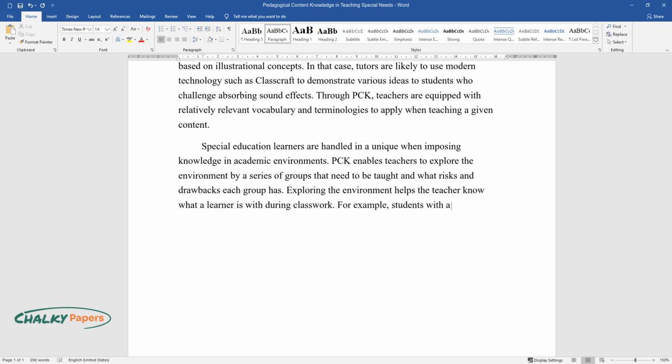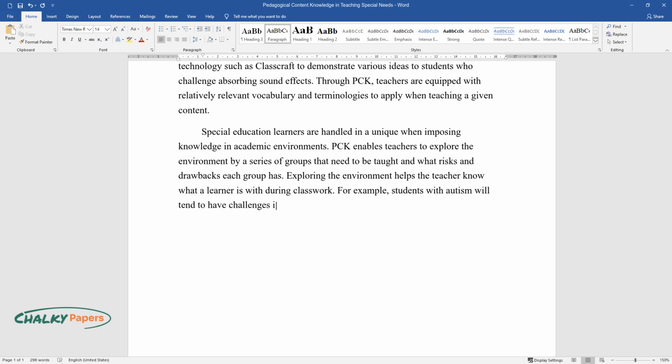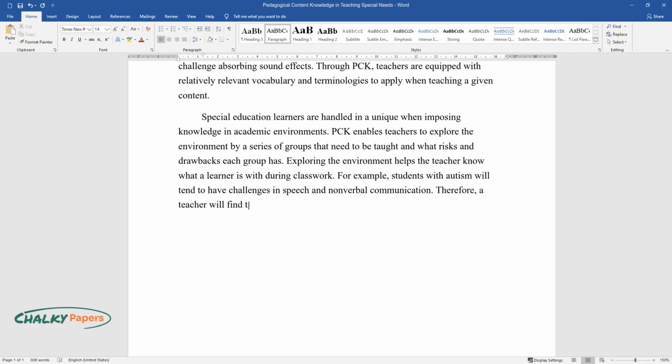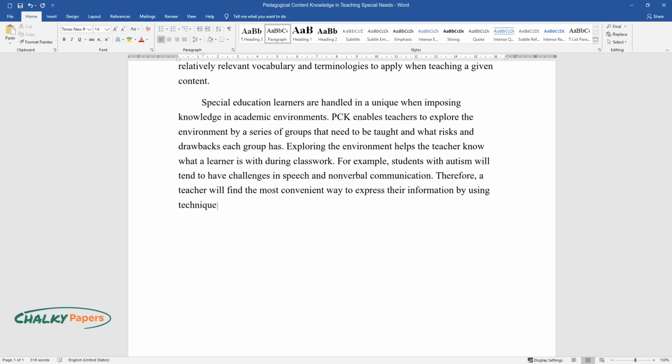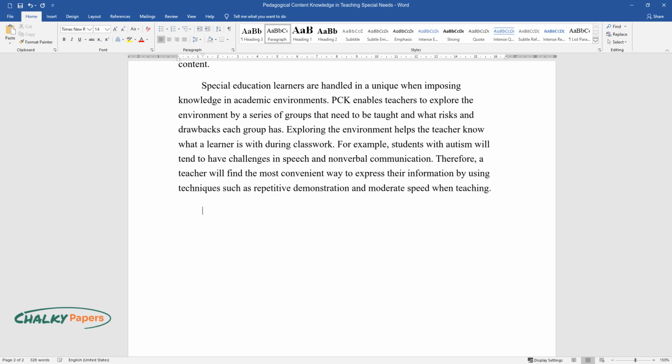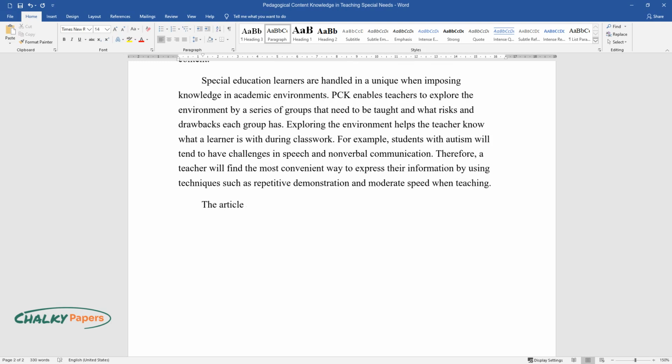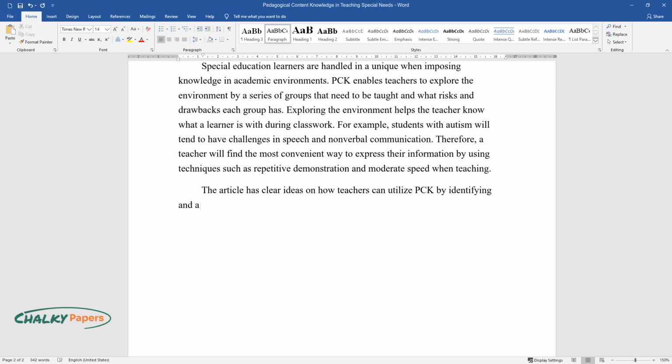For example, students with autism will tend to have challenges in speech and nonverbal communication. Therefore, a teacher will find the most convenient way to express their information by using techniques such as repetitive demonstration and moderate speed when teaching. The article has clear ideas on how teachers can utilize PCK by identifying and acting on the issues that regulate stability when teaching special education groups.